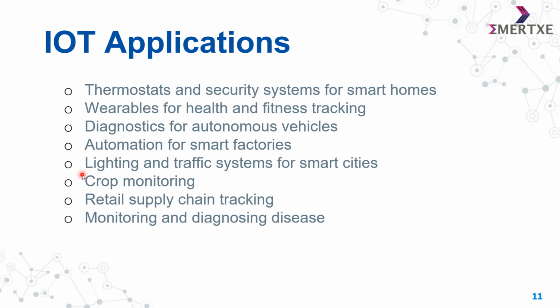IoT can also be used in the agriculture sector for crop monitoring and crop harvesting. Then IoT can also be used in retail supply chain tracking. IoT can also be used to monitor and diagnose various diseases. IoT can also be used in the health sector to monitor and provide better health facilities.